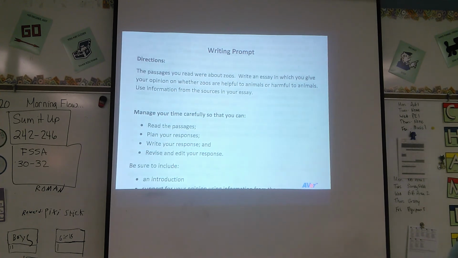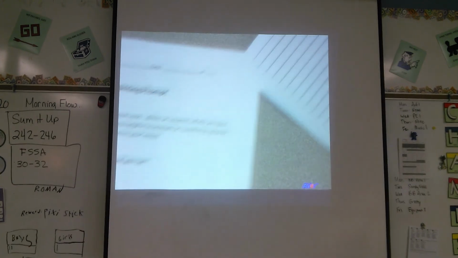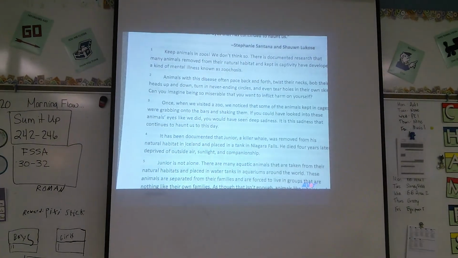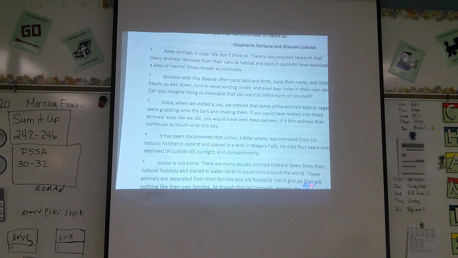Okay, so the next step, now that we've read the prompt and we kind of have an idea of what the two sides are, we're going to go back now, and now we're going to start to read. We know that we're looking for information that talks about helpful or harmful to animals, right? We want to pay attention to that. And what we're going to do is something that's called annotating the text. Raise your hand if you've ever heard of that word before, annotating the text.